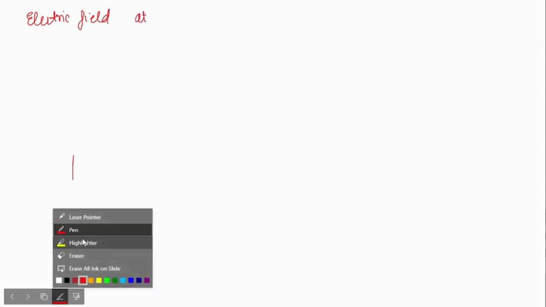In this video we'll be looking at finding the electric field near a charged conducting surface. In the previous one we have found it for that plane sheet of charge.